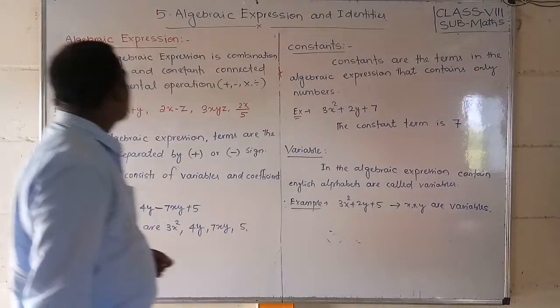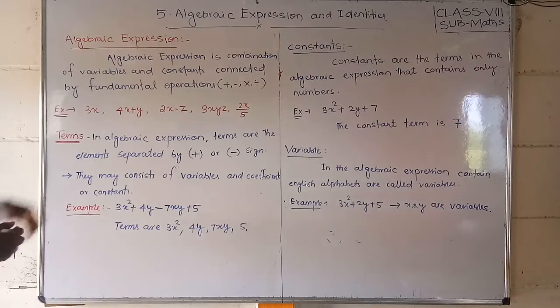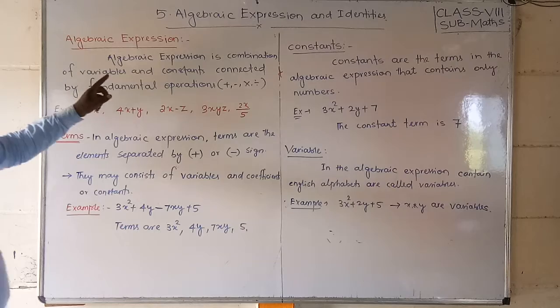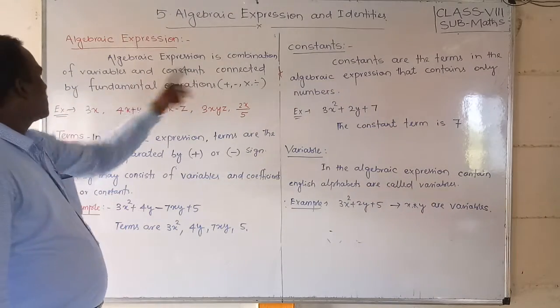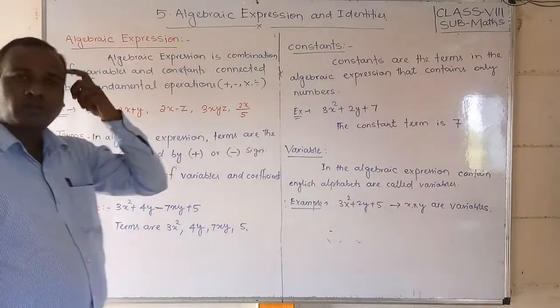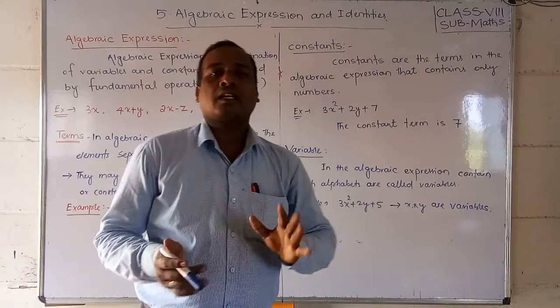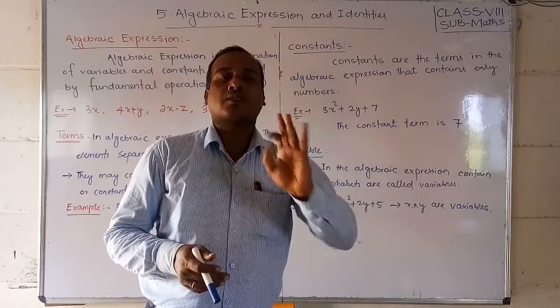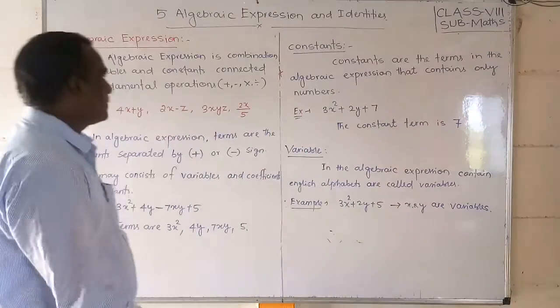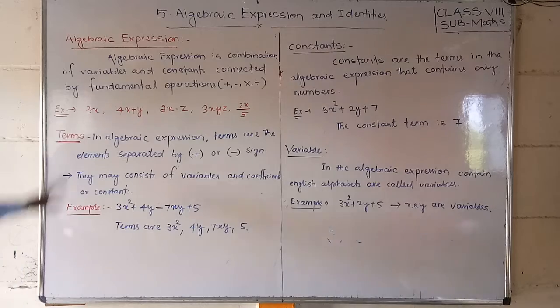Okay, so let us see, friends. First of all, you see the definition. An algebraic expression is the combination of variables and constants connected by fundamental operations. Fundamental operations generally means addition, subtraction, multiplication and division. Therefore, it is called a fundamental operation, or basic principle.